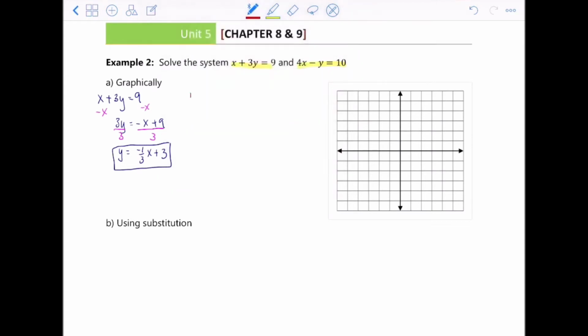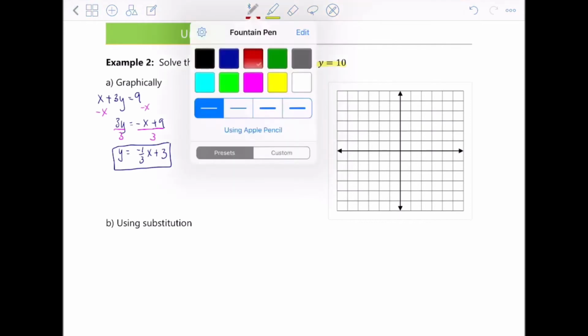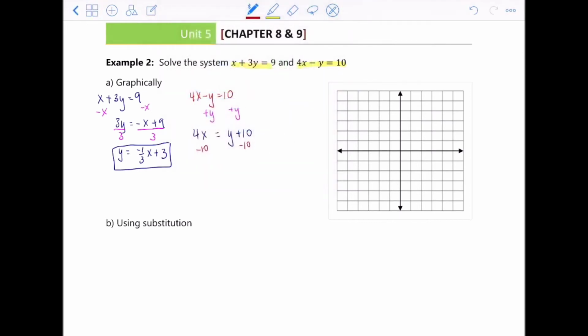For equation 2, we do the same thing. We'll isolate y, but in this case, notice that this is a negative y. So if I move the y to the other side, it might be better. So 4x equals y plus 10, minus 10 on both sides, then we get y equals 4x minus 10. So I'll just rewrite it this way. Alright, so this is our second equation.